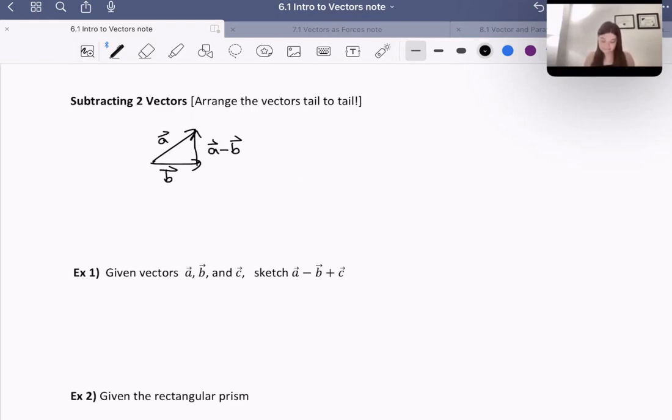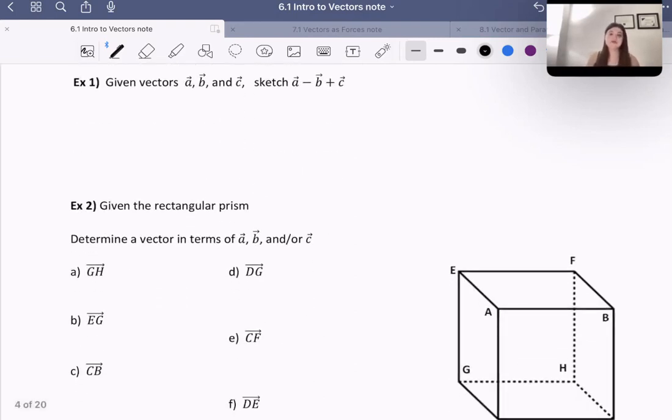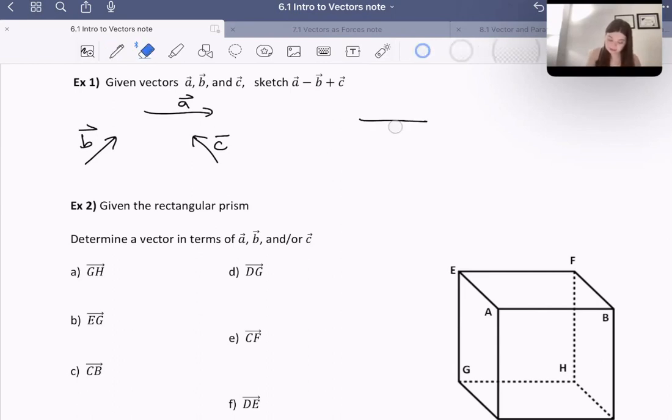Okay. So here in example 1, it says given these vectors A, B, and C, which we don't actually know, we could just make up what we want. Sketch A minus B plus C. So first I'm going to make my vectors. I'm going to say let's make A a vector like this. Let's make B a vector maybe going this way, and let's make C go kind of like this. Okay, so let's start with A, right? So A goes this way, we said. A, and then minus B.